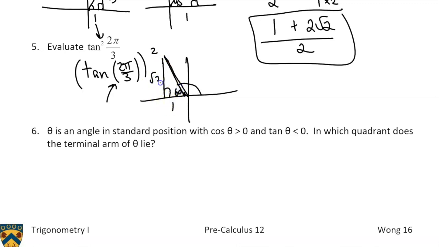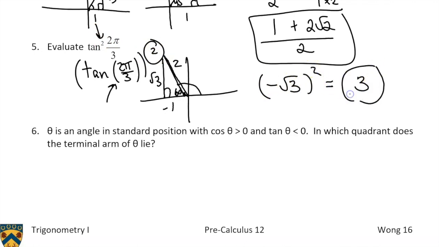We can draw our special angle triangle. And we know that for tan, we have TOA, opposite over adjacent. If we say, what's just tan of 2 pi over 3? Tan of 2 pi over 3 is going to give us root 3 over negative 1, or just negative root 3. But then that value is being squared. So we're going to square that, and negative root 3 times negative root 3 is just going to give us positive 3.